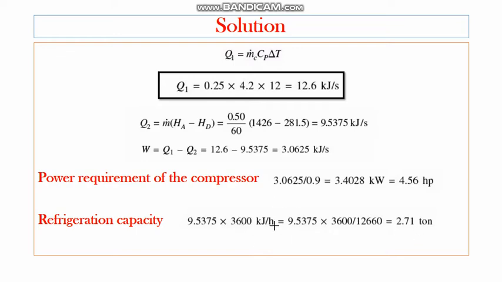Now kilojoule per hour to ton. 1 ton is equal to 12,660 kilojoule per hour. So I'm just dividing by 12,660. So 2.71 tons. It is a very simple problem.